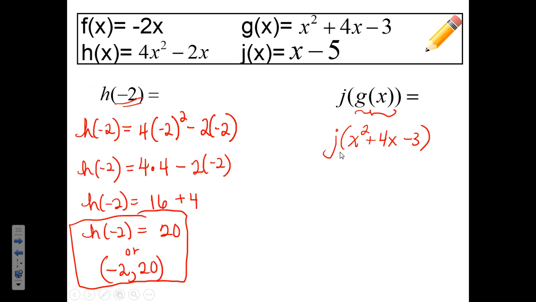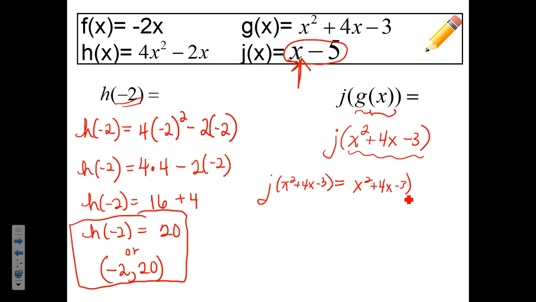Now this function says, go to j, and everywhere you see an x, instead of plugging in a little old 2 or a negative 2, you plug this in for everywhere you see an x. So we go to j of x, which is x squared minus 5. Everywhere I see an x, I'm going to plug in x squared plus 4x minus 3, and then subtract 5.